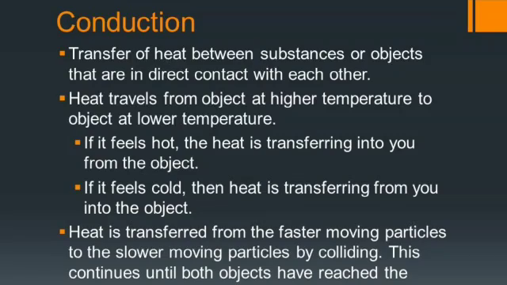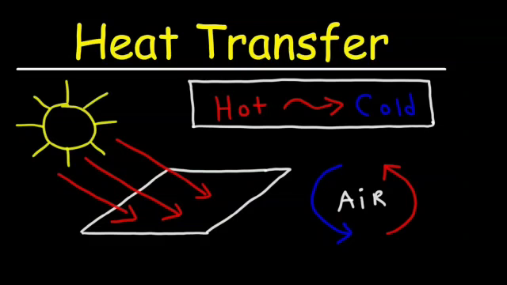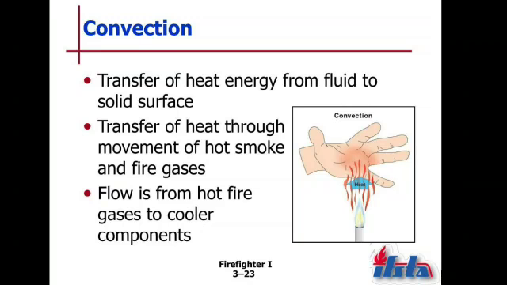conduction. Transfer of heat between substances or objects that are in direct contact with each other. Heat travels from an object at higher temperature to an object at lower temperature. If it feels hot, the heat is transferred into you from the object. If it feels cold, then heat is transferring from you into the object. Heat transfers from faster moving particles to slower moving particles. Now this diagram shows how heat is transferring from a hot object to a cold object.